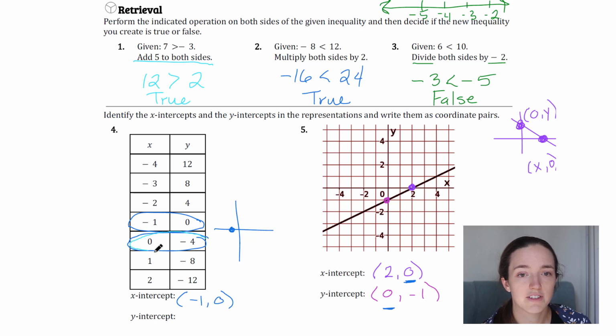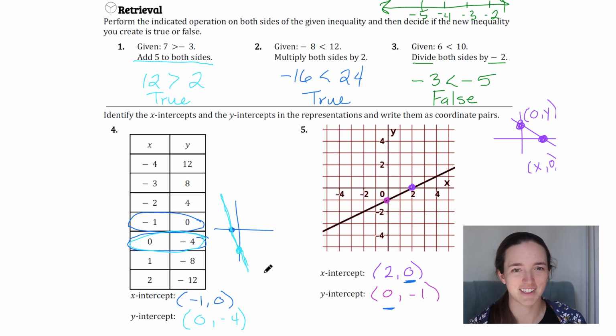And then this one, 0, -4, that would be like here. X is 0, y is -4. That's the y-intercept. So this line looks like it must be decreasing. Oh, that looked a little bit like a curve, but I think this one's probably a line.